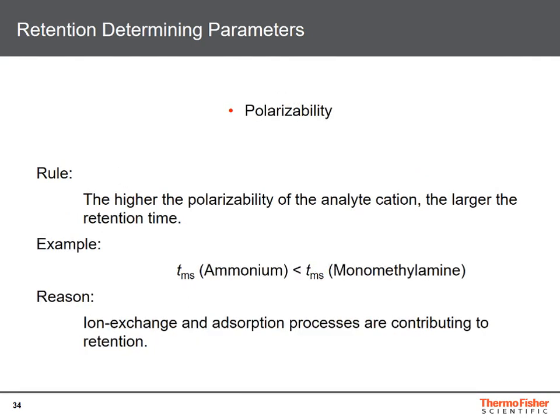Regarding polarizability, the rule again says the higher the polarizability of the analyte cation, the larger its retention time. The example here in this case is the separation of ammonium and monomethylamine, and we always see that the monovalent ammonium ion elutes ahead of the monovalent monomethylamine ion. The reason for this is that for monomethylamine separation, both ion exchange and adsorption processes are contributing to retention.